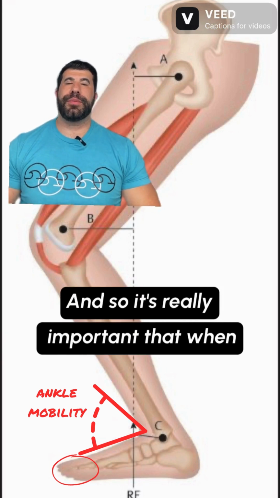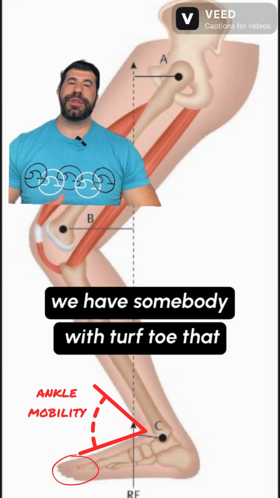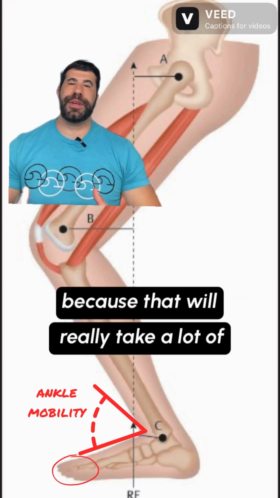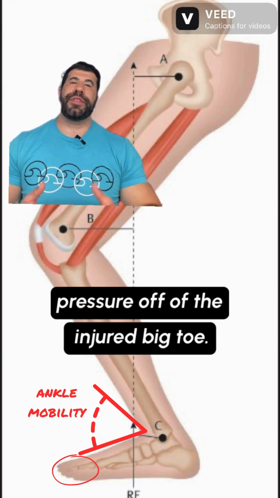And so it's really important that when we have somebody with turf toe that we're working on and addressing some of those ankle mobility restrictions, because that will really take a lot of pressure off of the injured big toe.